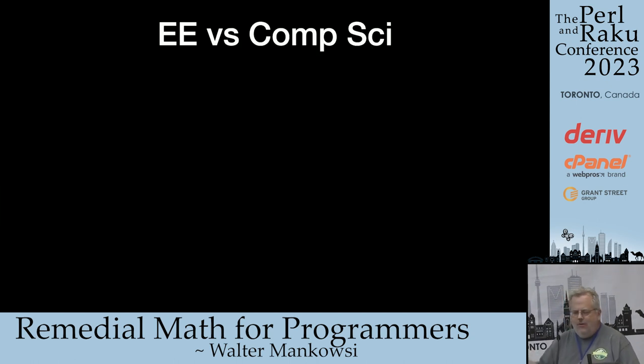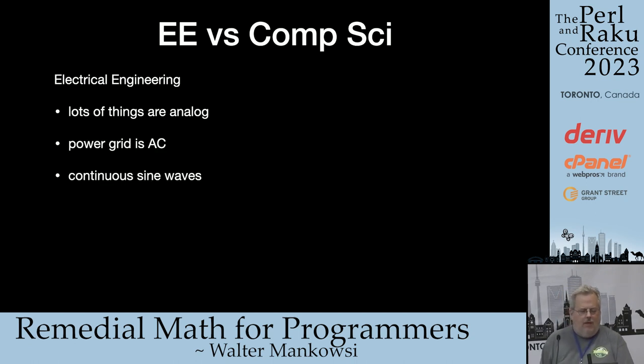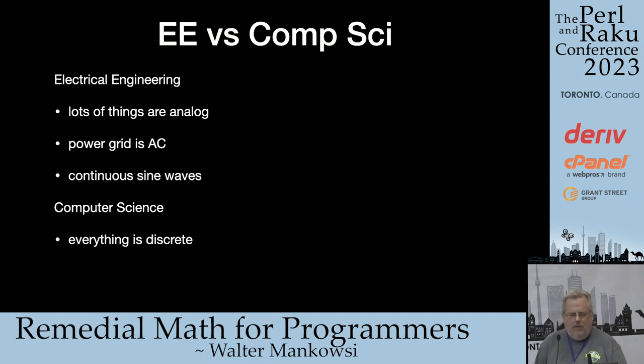Then I quickly learned, as I started taking classes and other things, that electrical engineering is not really like computer science. In electrical engineering, lots of things are analog, like AC circuits and things. The power grid in particular is AC, continuous sine waves. But in computer science, everything is pretty much discrete. I mean, I say no calculus, but that's not entirely true. Sometimes we'll use calculus to model things, but things always end up being discrete afterwards. So while I didn't have to brush up on what a Jacobian was, I did have to brush up on some other stuff.